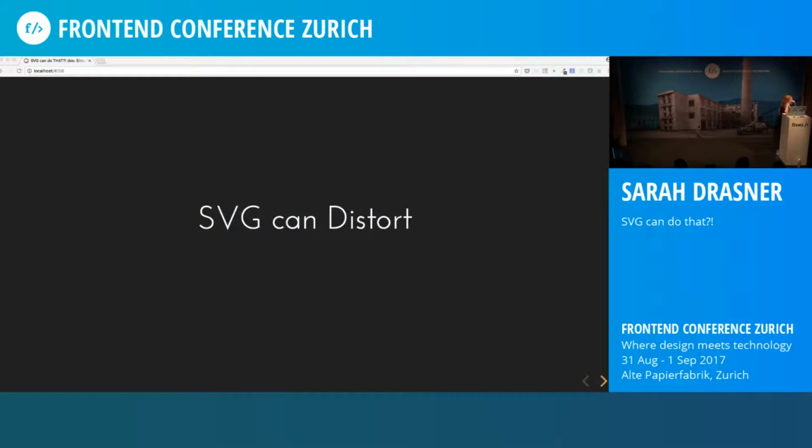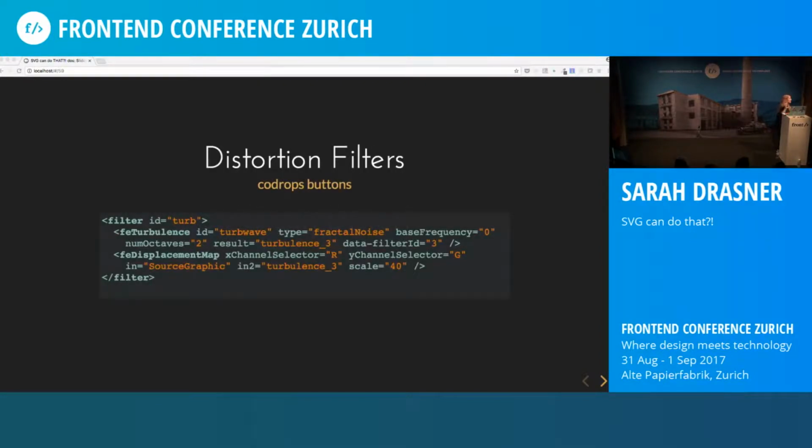SVG can distort. In that last pen, I'm doing some weird distortion effects at the last part of it, so let's go over that really briefly. SVG has this thing called filters. There are contrast filters, there are blur filters, there are distortion filters, you name it. You can create so many really advanced effects with them. There was a post on Codrops where they had a lot of buttons, and one of the coolest buttons was one that you clicked and it had a ripple effect.